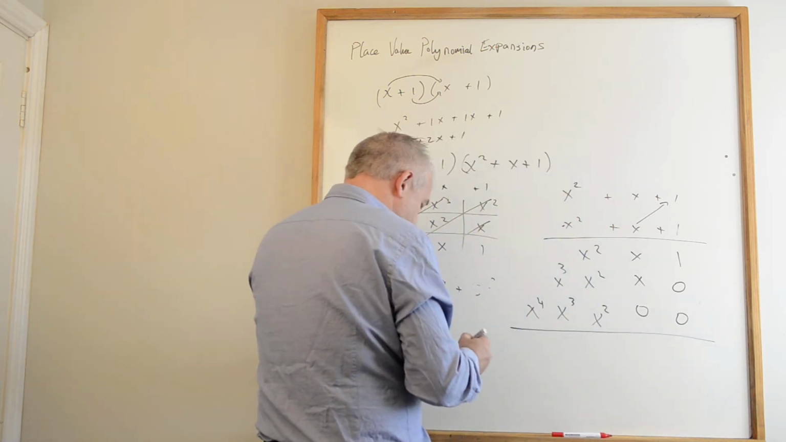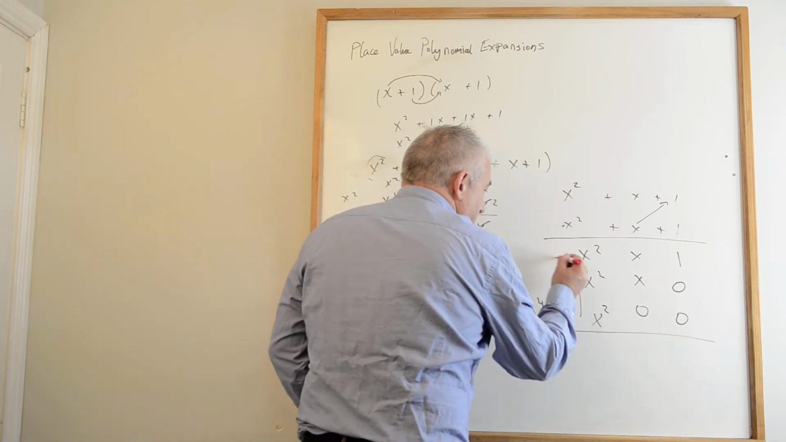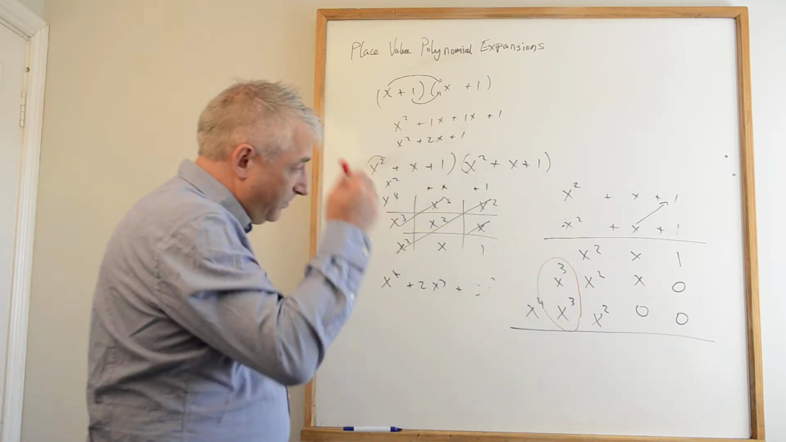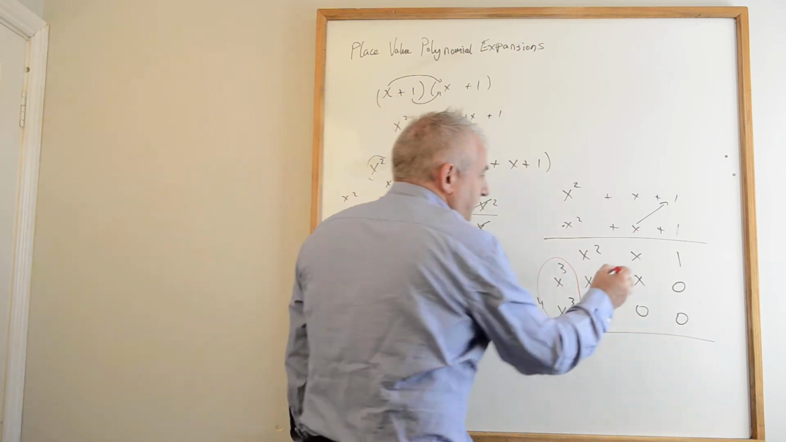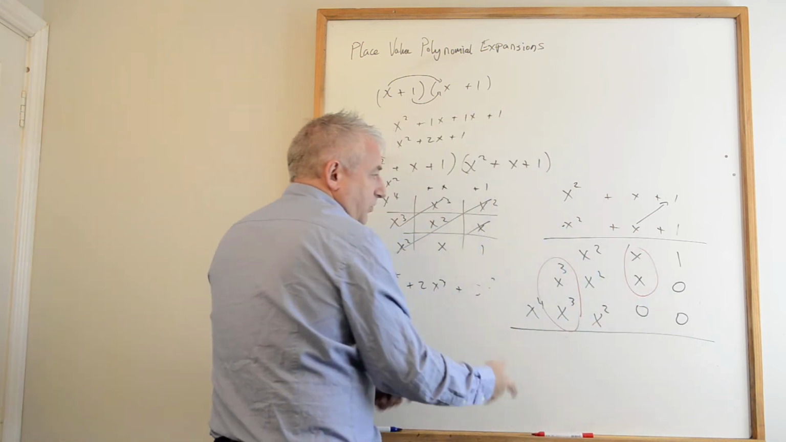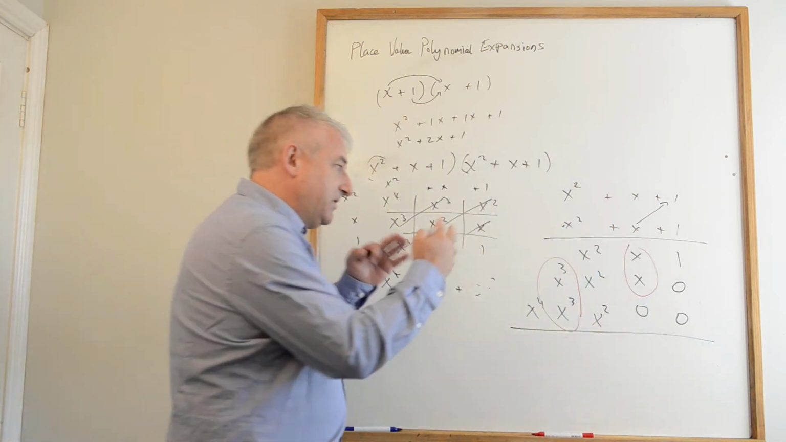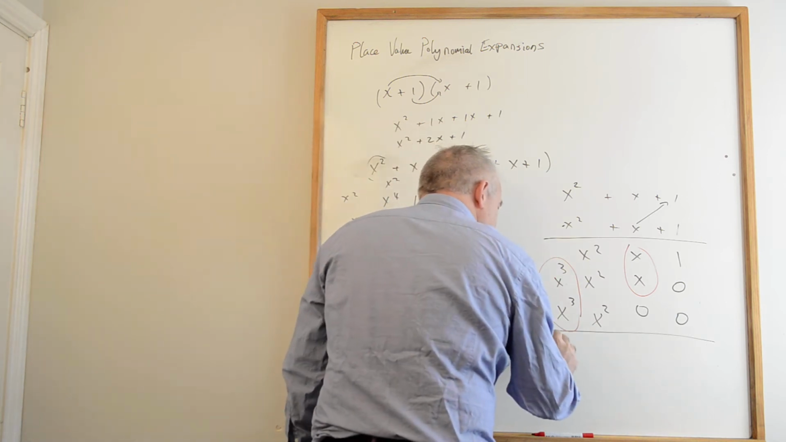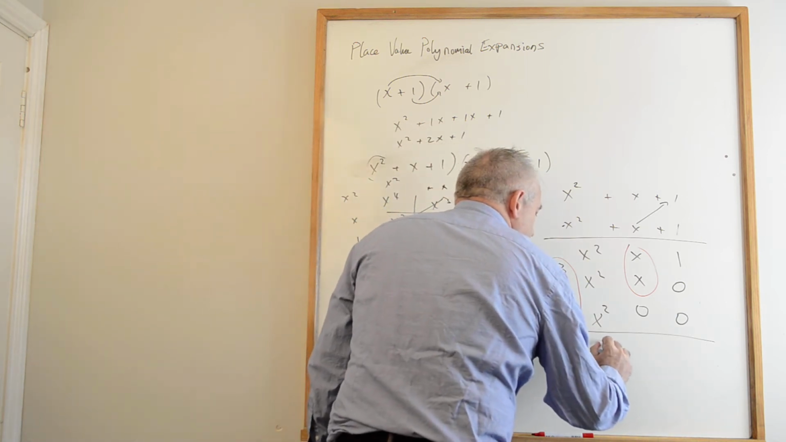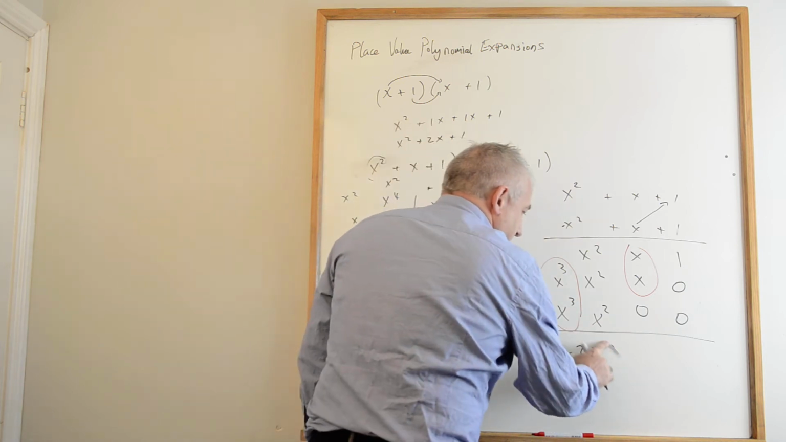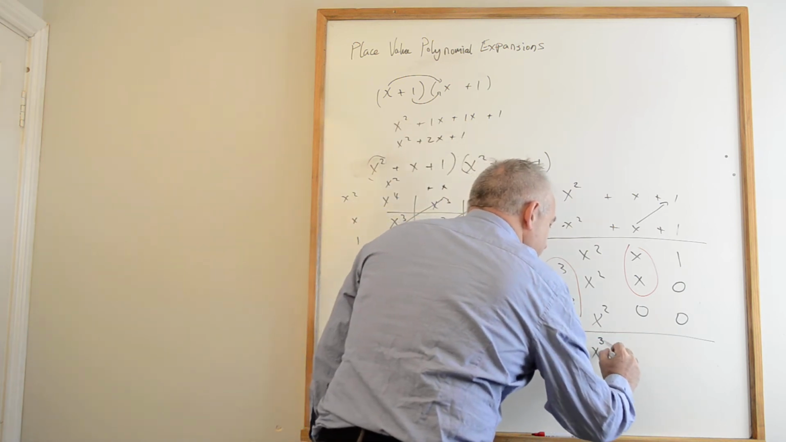Okay, and sure enough, we're seeing the same doubling up. You'll be adding 2 x cubed terms, and you'll be adding 2 x terms, and the one in the middle seems to be the busiest one. Okay, and we get x to the 4. Again, we get the same answer. It would be pretty catastrophic if we didn't get the same answer.